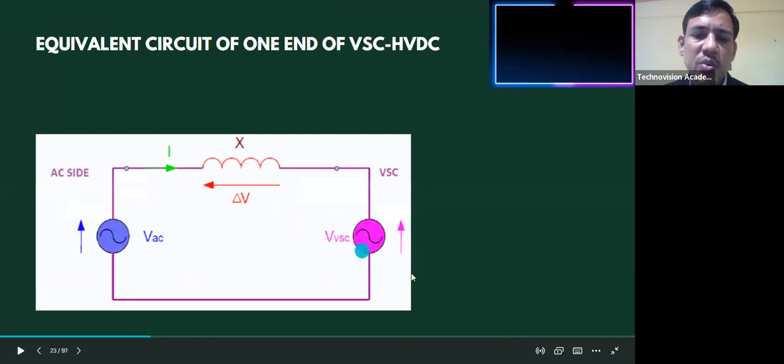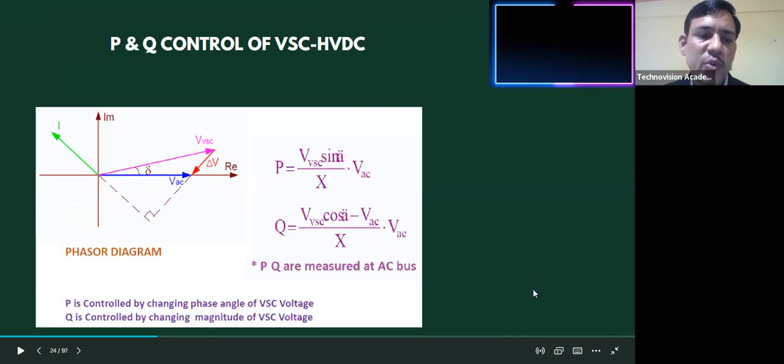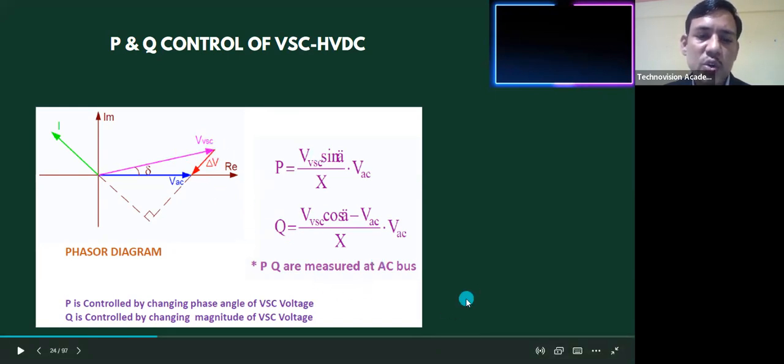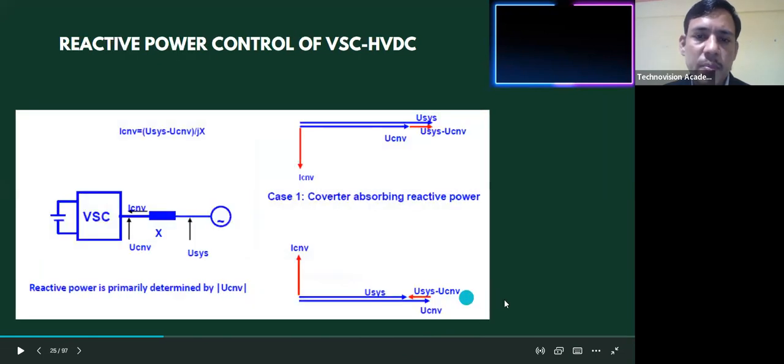So by varying the VSC voltage output, we can control the active and reactive power. Here, if you see the phasor diagram, P can be controlled by the phase angle between VSC and VAC. So by using that, you can control the active power on the VSC link, and reactive power you can control by the magnitude of the output of the voltage source converter. So in this way, you can adjust the active and reactive power.